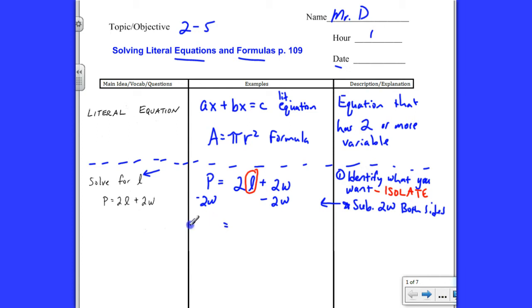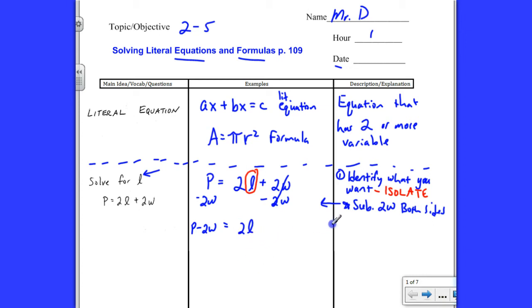So on my left-hand side, what I have now is P minus 2W. Now you can't do anything with that because they're not the same term. Okay, it's P minus 2W. That's all you can do to that side. But this side, we've crossed that out because 2W minus 2W is 0. So we have now that that is equal to 2L.